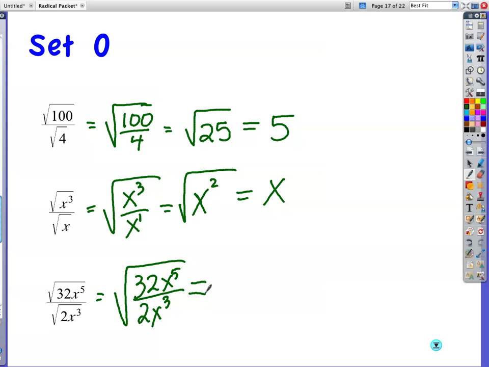32 over 2 is 16. x to the 5th over x to the 3rd is x squared. The square root of 16 is 4. The square root of x squared is x. 4x is my final answer.